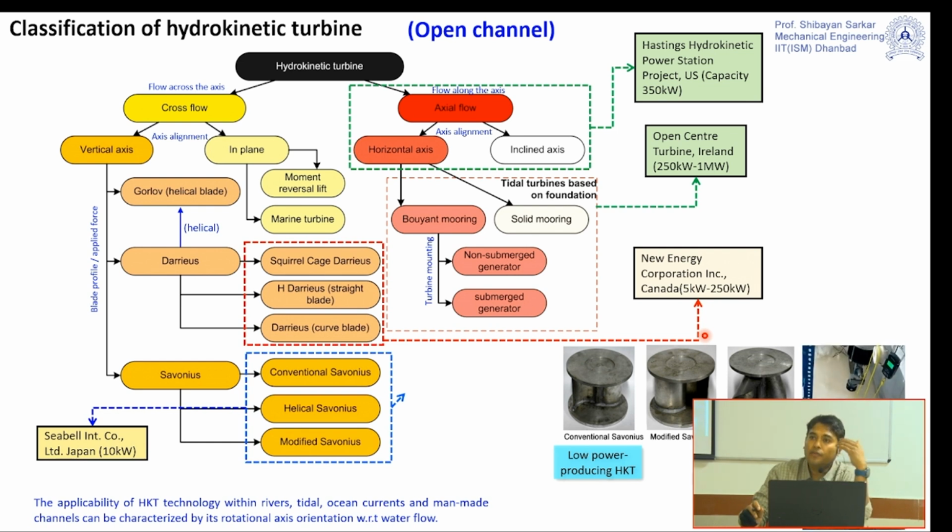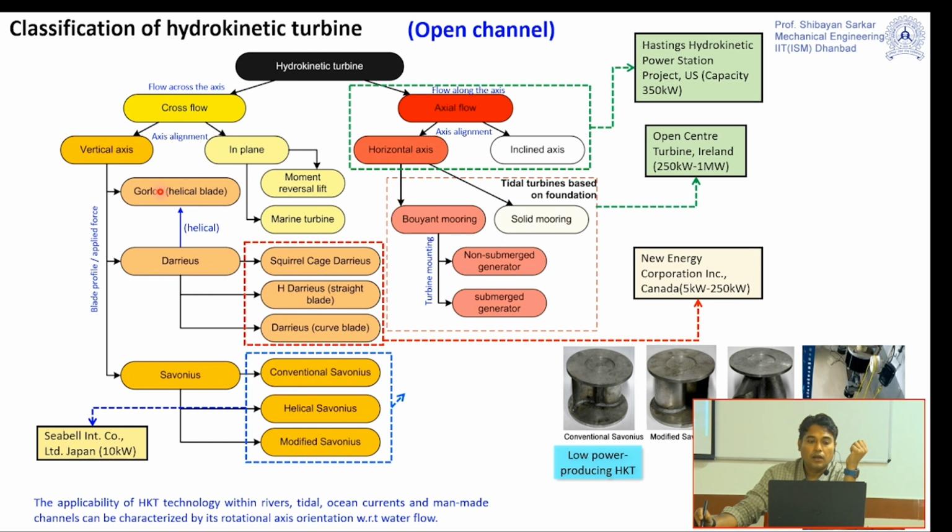Now before going into the design, you have to first figure out what your turbine design should be and why you are choosing that design. Anyway, before going to that, I would like to tell you about a further classification of the Darrieus turbine, which you have already seen. Darrieus also has a few classifications based on their pattern: squirrel cage Darrieus, H Darrieus, Darrieus with curved blades, different twisting angles, different angles, different curvatures.